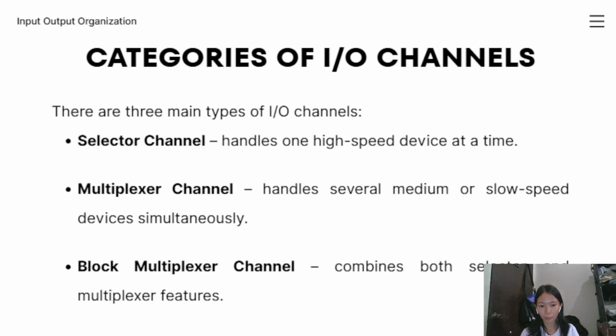Next is the multiplexer channel. On the other hand, it is used for several slower or medium-speed devices that can share the channel at the same time. And lastly is the block multiplexer channel. This channel combines both of these features. It can manage multiple devices like the multiplexer, but it also supports high-speed operations like the selector. These types of channels were made so computers can handle many devices efficiently depending on their speed and purpose.